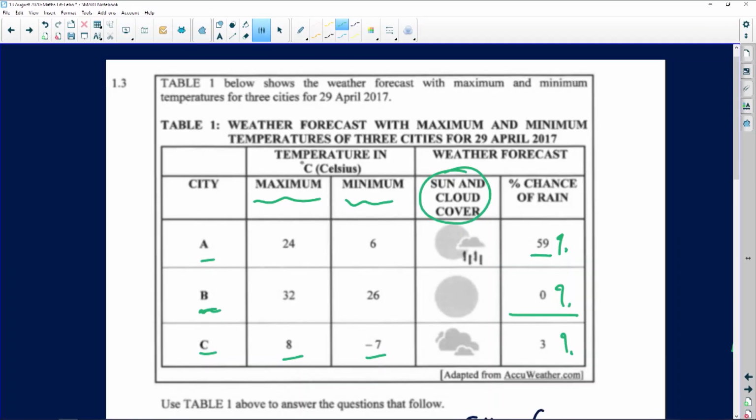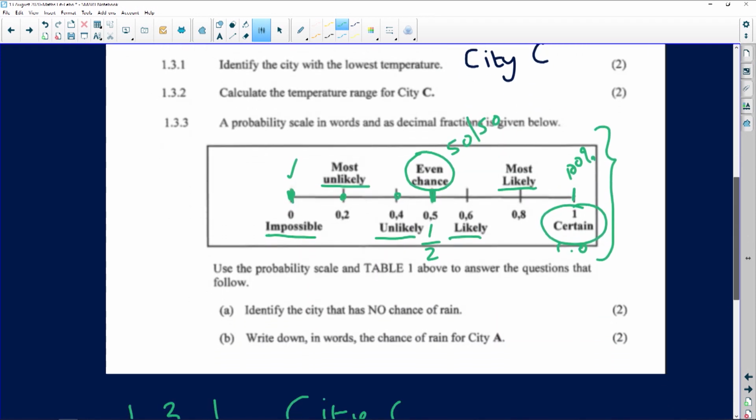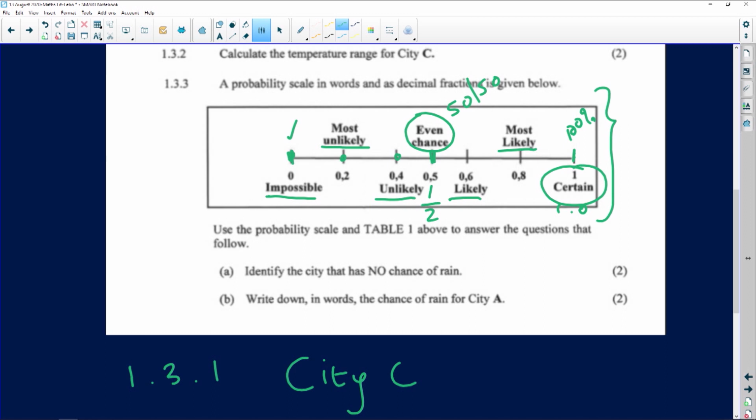The next one says to us, write down in words the chance of rain for city A. Now we need it in words. Let's go look at city A. City A is 59%, and because city A is 59%, we're going to try and look for it on the scale there. 59% would fall nicely over there, and rounding it off, it would be 0.6. So it would be likely. It is likely that you would get the rain over there.